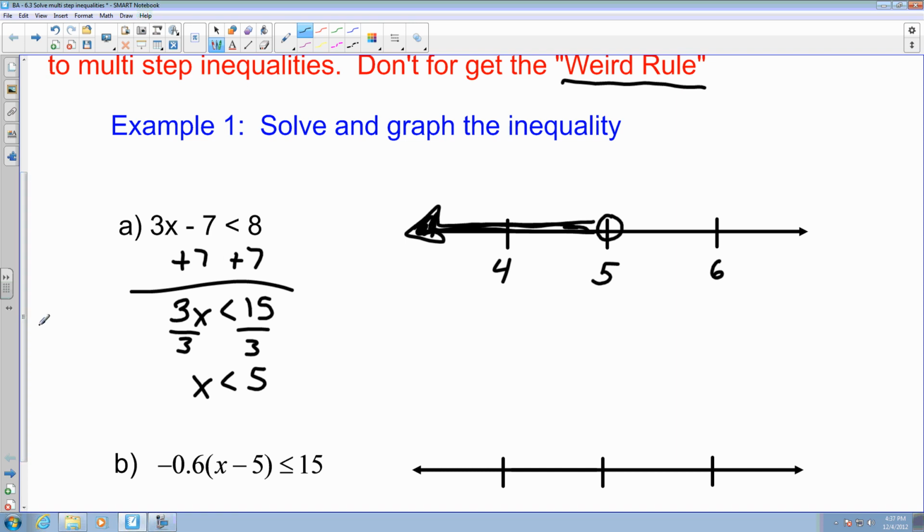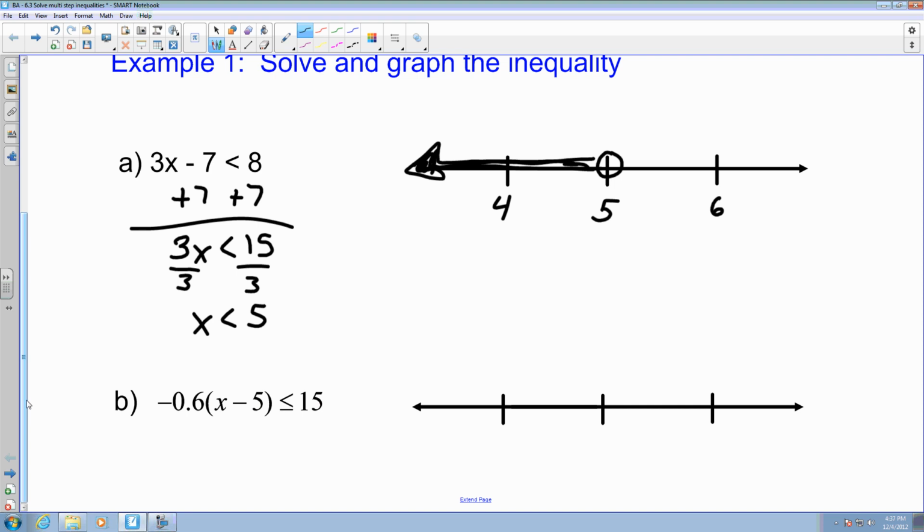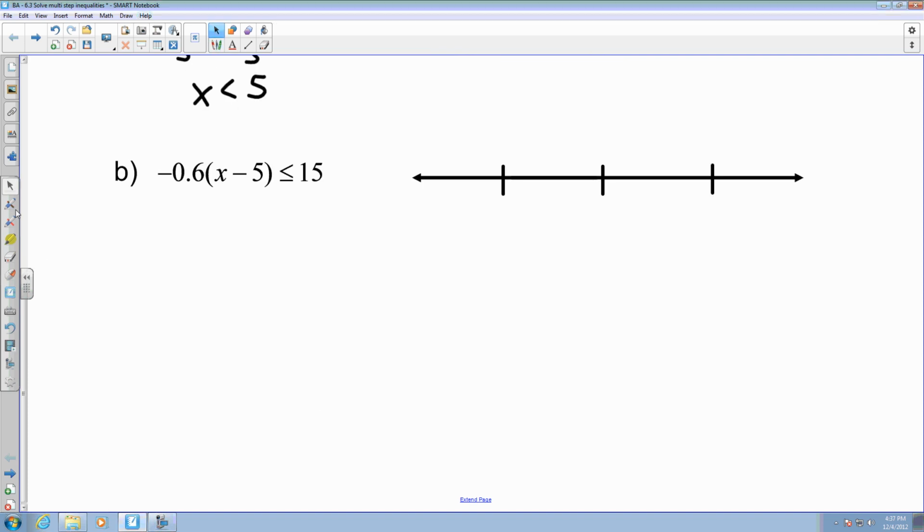Okay. Let's look at B. Let me extend this a little bit. Yeah, that's a little better, so I have some room to work with. So I have negative 0.6 times quantity x minus 5 is less than or equal to 15.